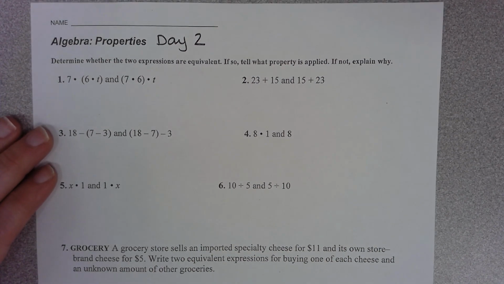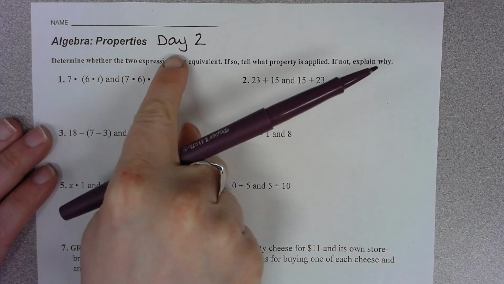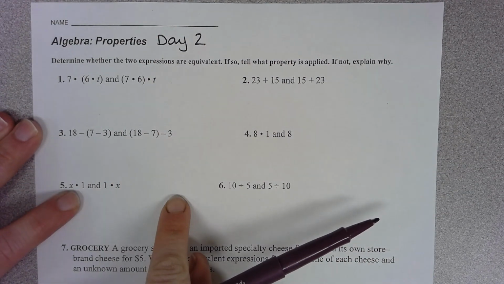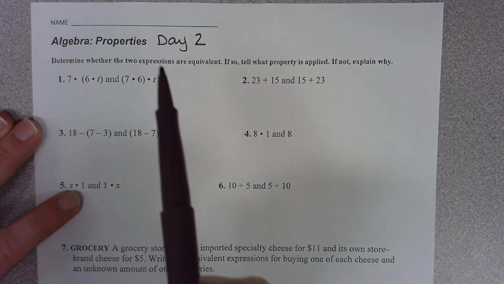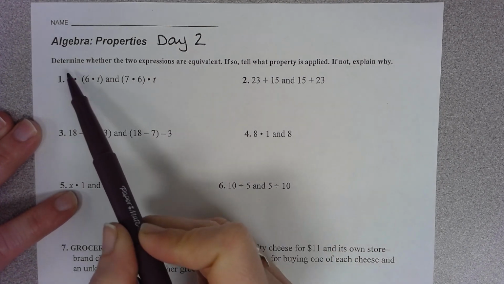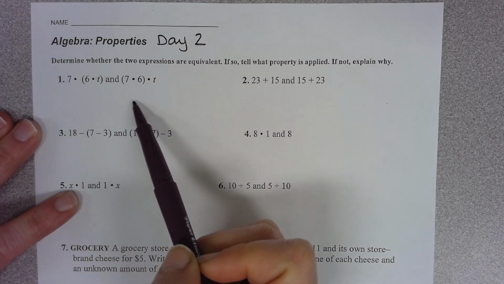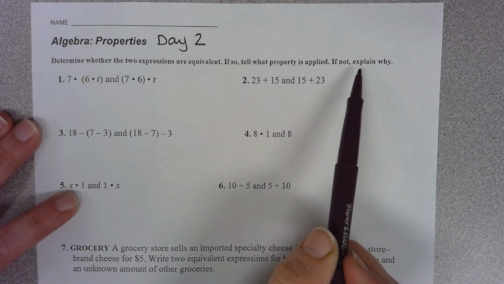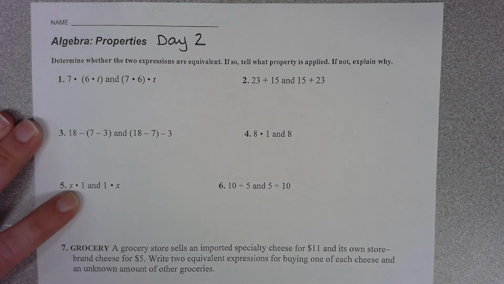Right, for your assignment today, you are going to be completing the Algebra Properties Day 2 sheet. The first 6 problems up on top are solved exactly how you did them yesterday in your assignment. You're going to determine whether these are equivalent, and then tell me what property is applied. And if not, you're going to explain why, just like you did yesterday.